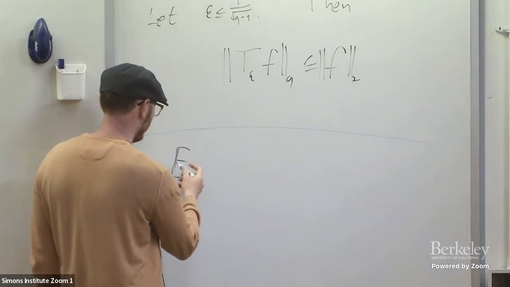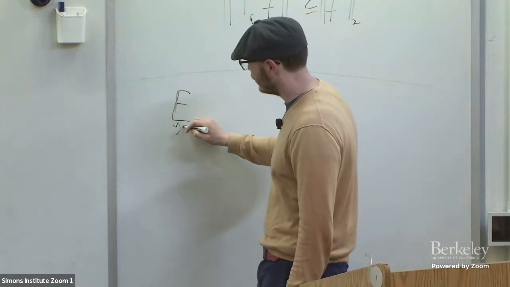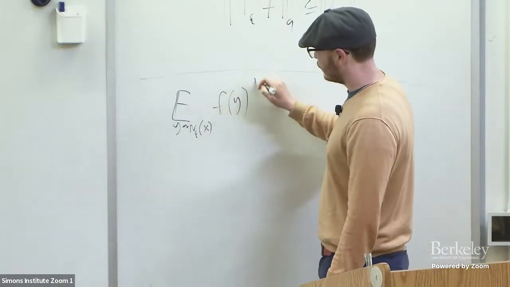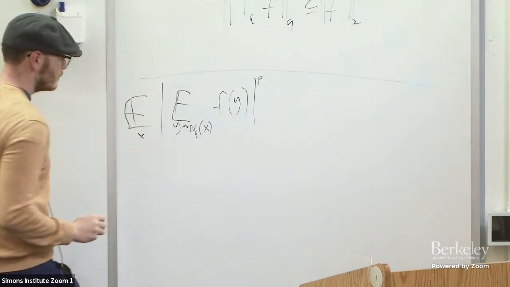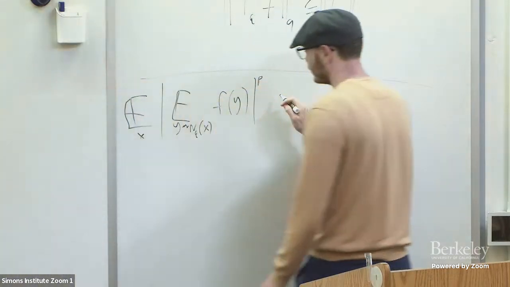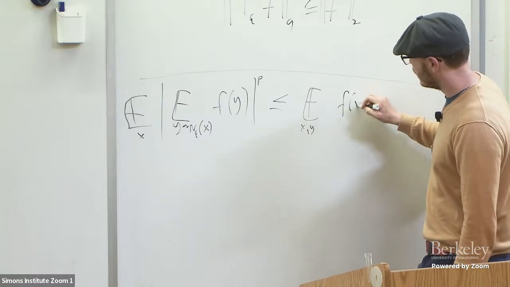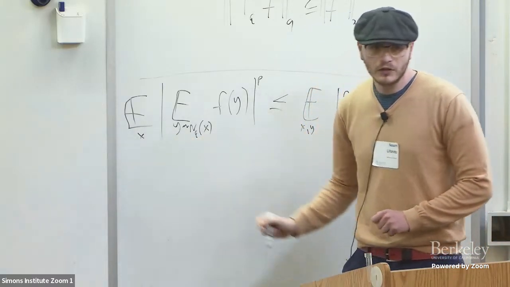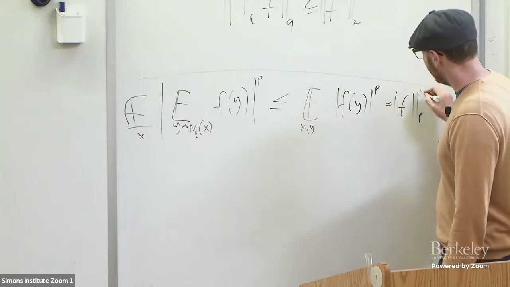So let's prove it for this operator. We have the operator applied to f of y, and we take the absolute value to the p-th power and take the expectation over x. Using Jensen, we can put the absolute value inside, and say that this is at most the expectation over x and y of |f(y)| to the p. But when we choose x randomly and y according to the noisy process, y is distributed uniformly in the Boolean cube. So this is the p-norm of f to the p.